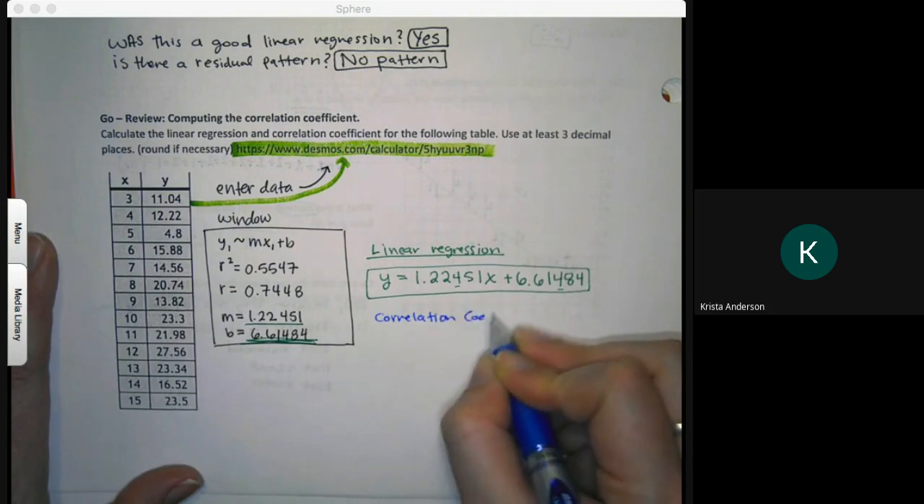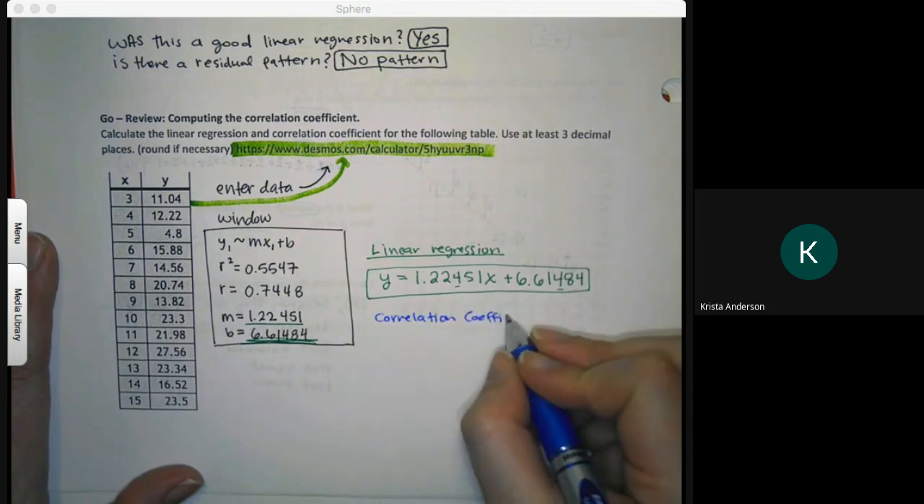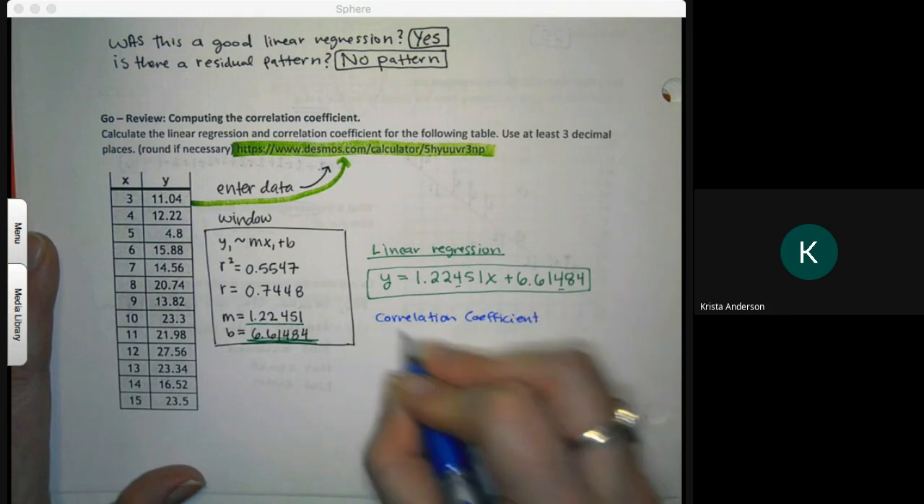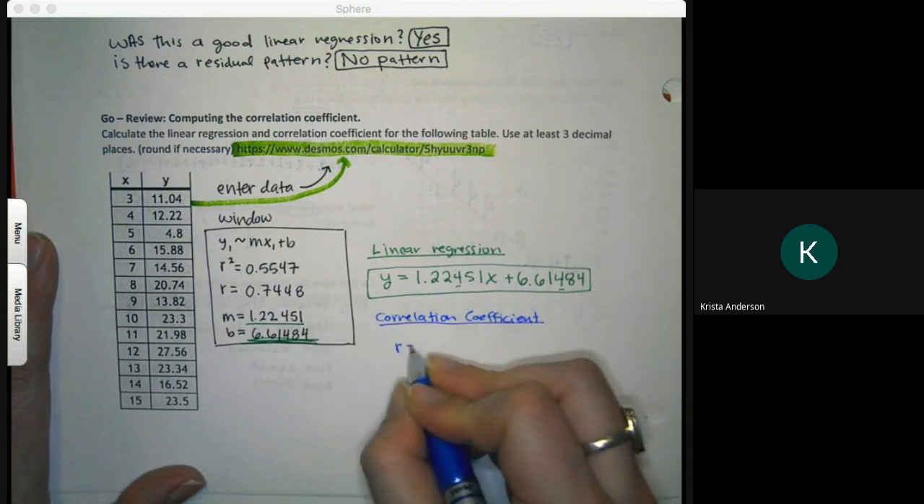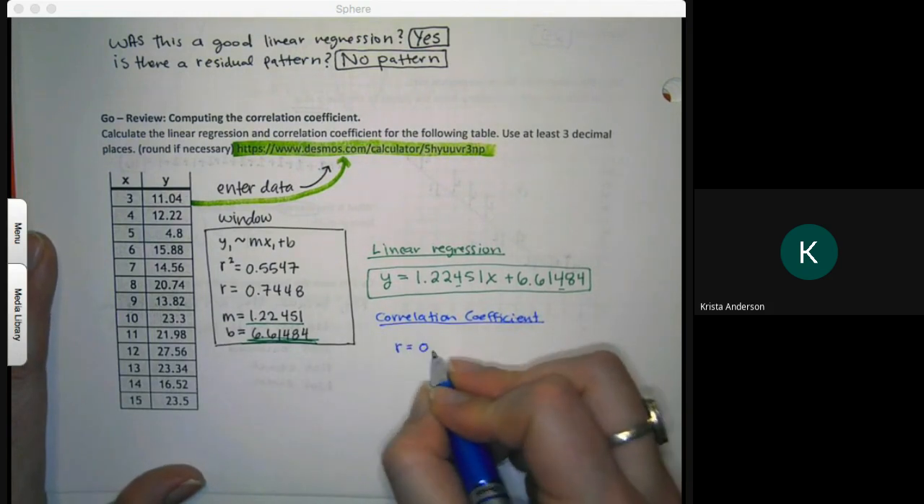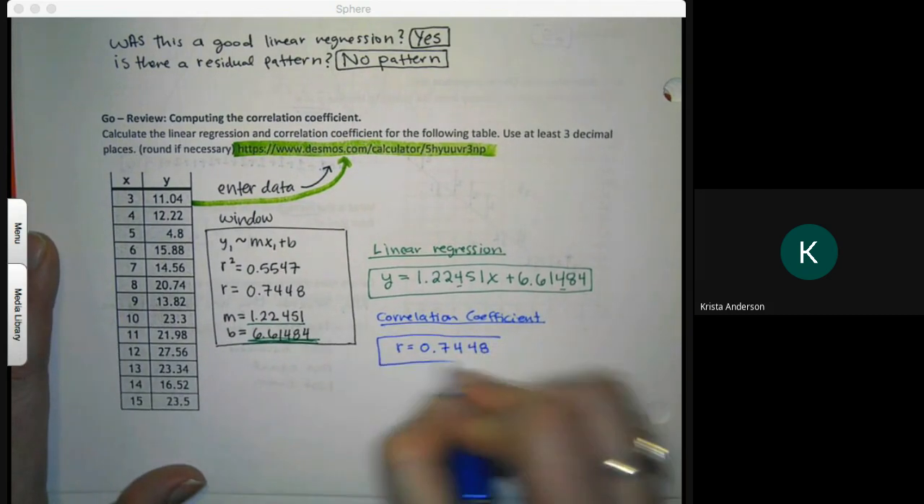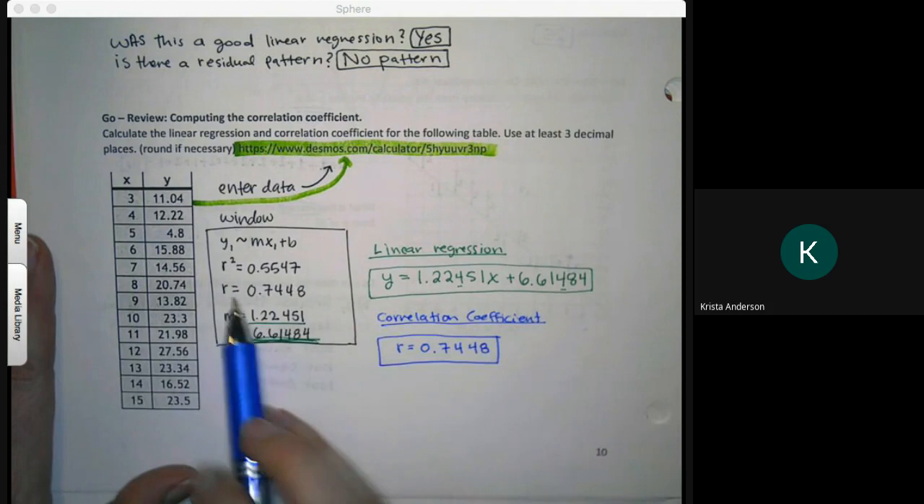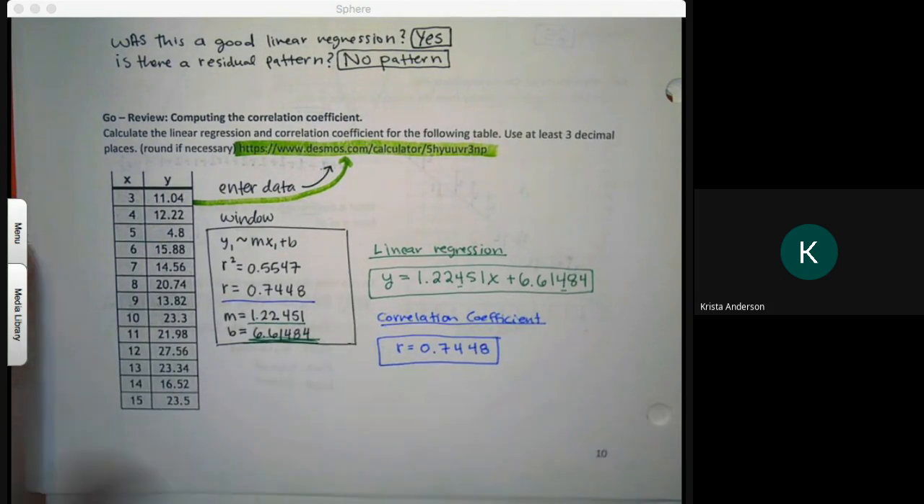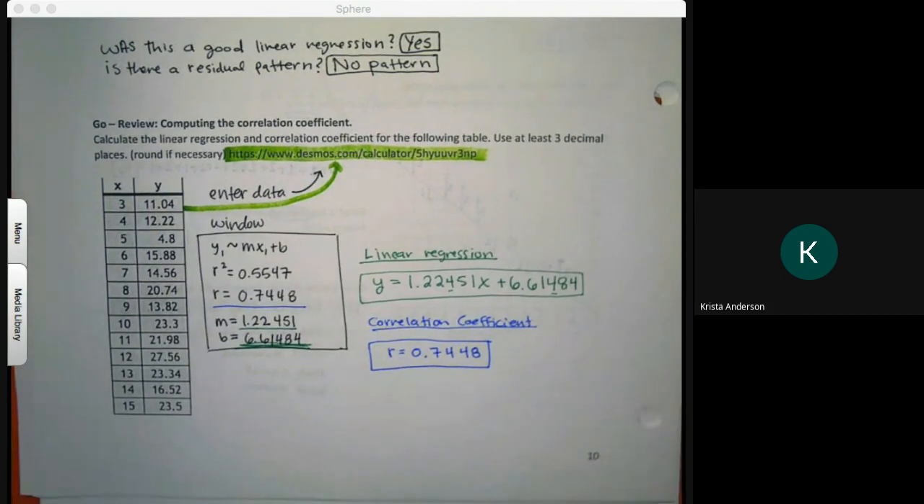Correlation coefficient. R equals 0.748. That's it.